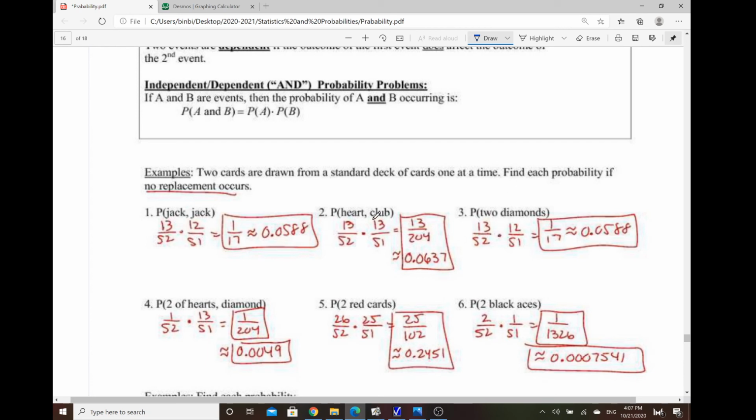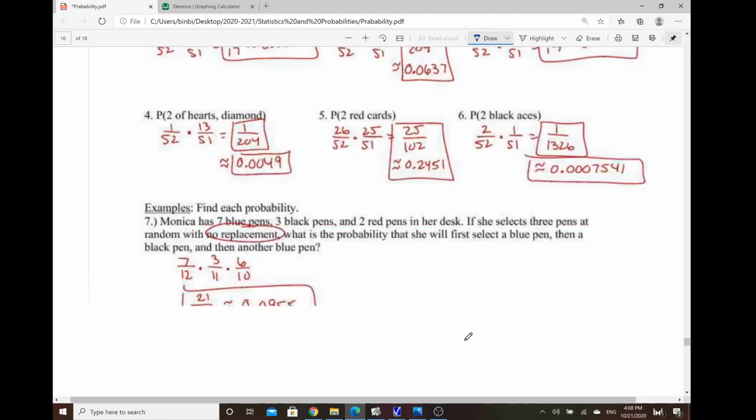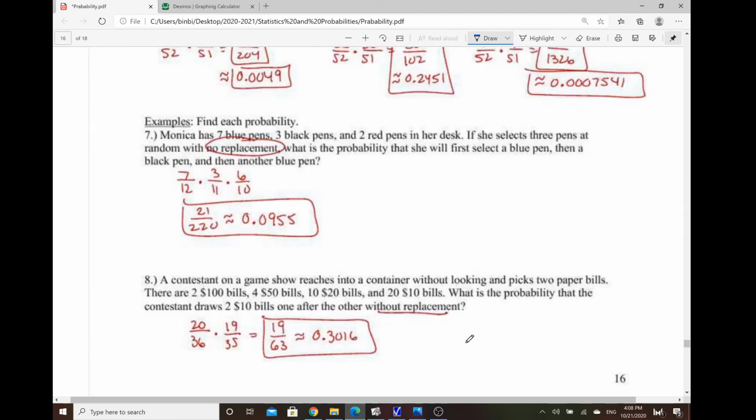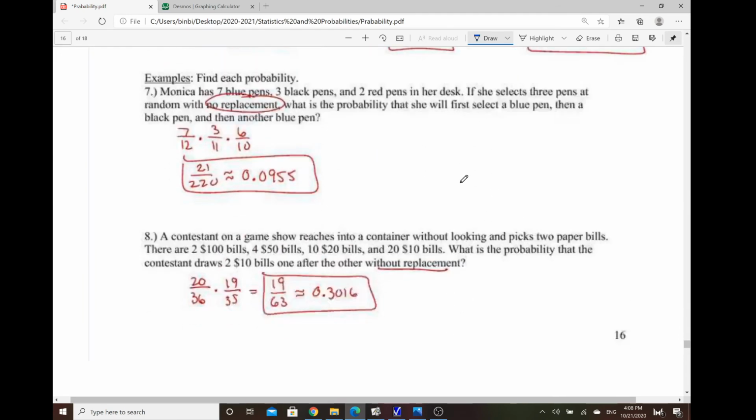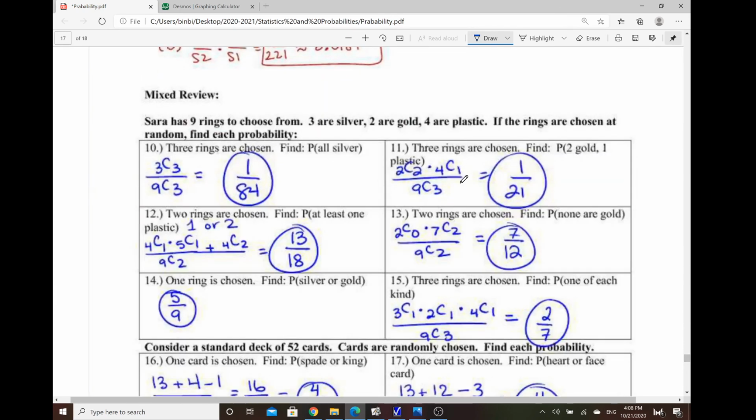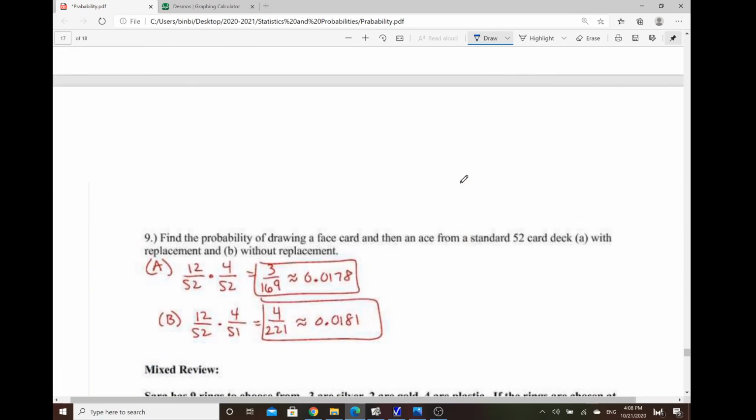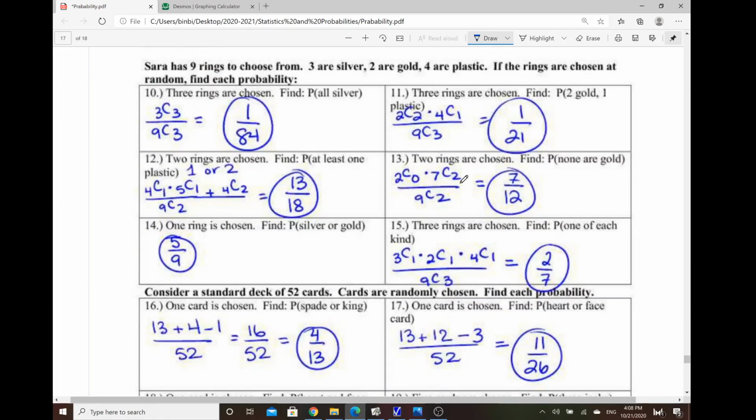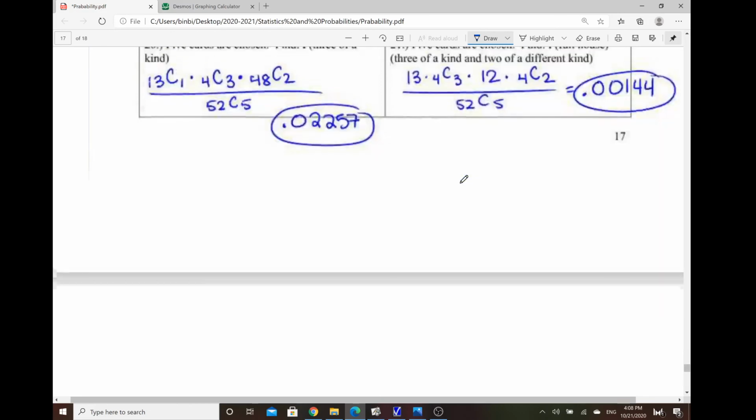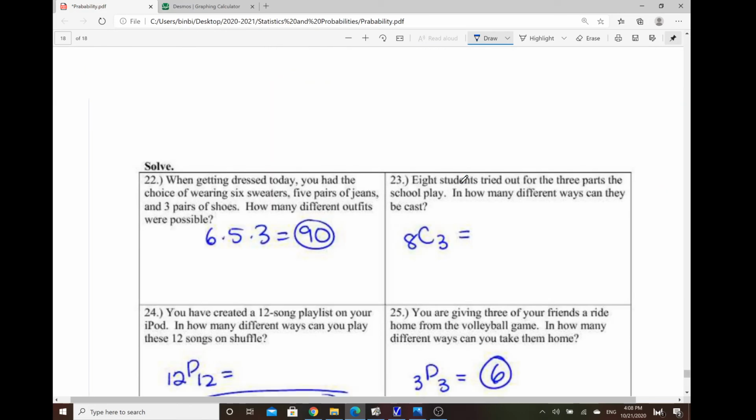Getting a heart and a club: 13 over 52 times 13 over 51. Again, once you select the heart, you cannot put it back in the deck of cards. And the rest of these are quite similar. So examples 7, 8, 9, and then the rest of these. The majority of them are considered independent or dependent events to find the probability. So it's quite similar to the one that we did previously.